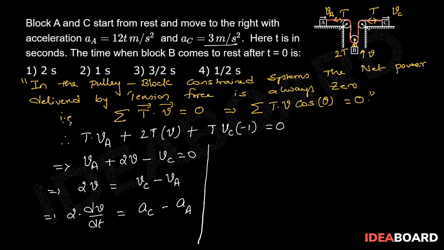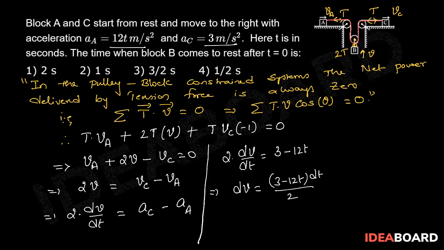Acceleration of C is given as 3 and acceleration of A is given as 12t. So we can write 2 times dV upon dt equal to 3 minus 12t. So this implies dV is equal to (3 minus 12t) times dt upon 2. Now in the question it is asked to find when the block B comes to rest after t equals 0. That means initially the block B is at rest and now we are asked to find after what time the block B again comes to rest.